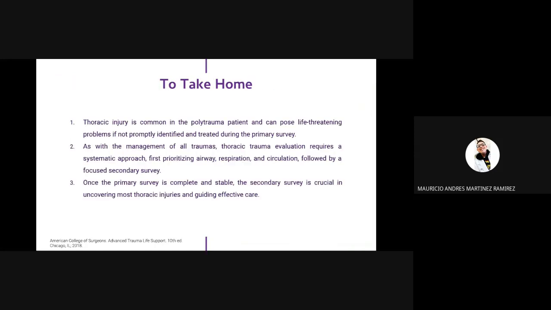To take home, we must understand that thoracic injury is common in the polytrauma patient and can pose life-threatening problems if not promptly identified and treated during the primary survey. As with the management of all traumas, a thoracic trauma evaluation requires a systematic approach with prioritizing airway, respiration, and circulation, followed by a focused secondary survey. Once the primary survey is complete and the patient is stable, the secondary survey is crucial in uncovering most thoracic injuries and guiding effective care.